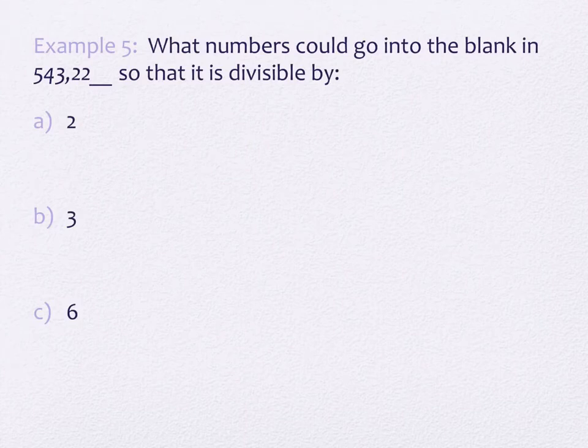All right, so every now and then your book likes you to take properties and use them sort of in reverse. And this is an example of that where you're filling in the blank to make it do something instead. So we have the number 543,220 something. And we want to figure out what number has to go in the blank to make it divisible by 2, and then by 3, and then by 6.